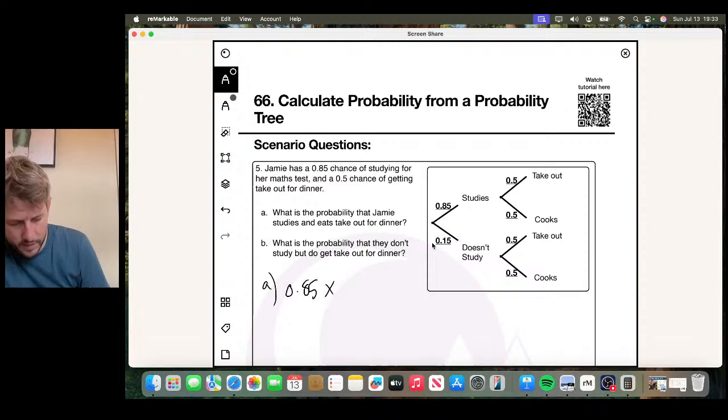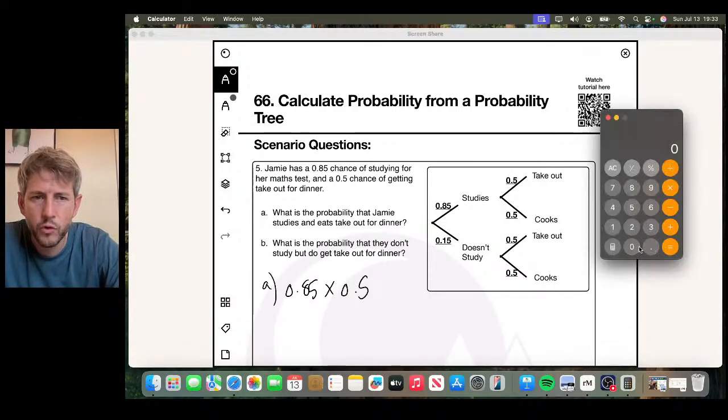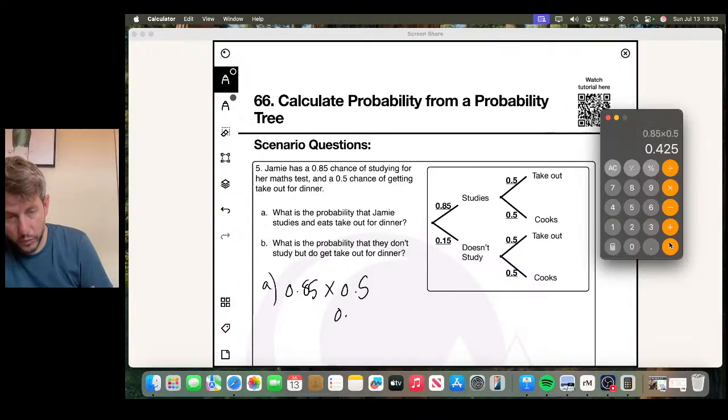0.85 times 0.5. And then let's find out, we'll need the calculator for that one, I think. It's got 0.85 times 0.5. So there we go, that's 0.425.